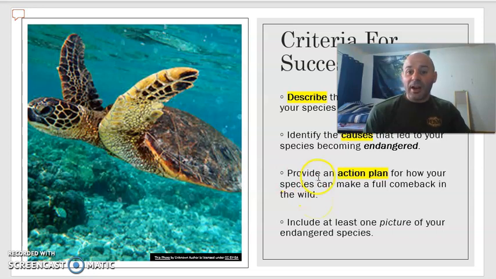Then you're going to provide an action plan for how your species made a full comeback into the wild, and include at least one picture of your species. So I'm going to take you to the actual Google Classroom assignment so you can get started right away on your report.